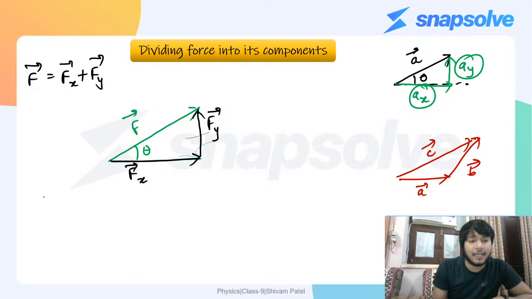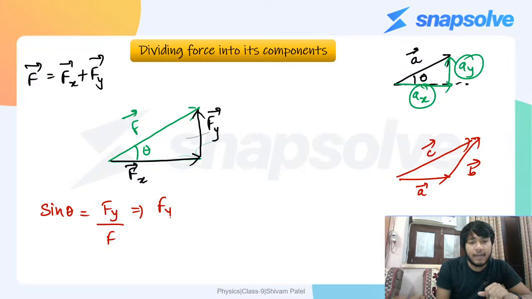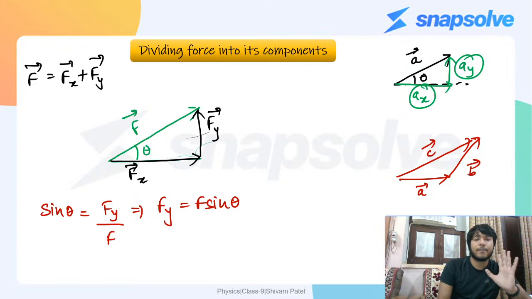Now in this triangle, suppose you are trying to write the value of sine theta. Sine theta is equal to perpendicular by hypotenuse. What is perpendicular here? Fy. And what is the hypotenuse? F. So from this you can write that Fy is equal to F sine theta. Any doubts in here?